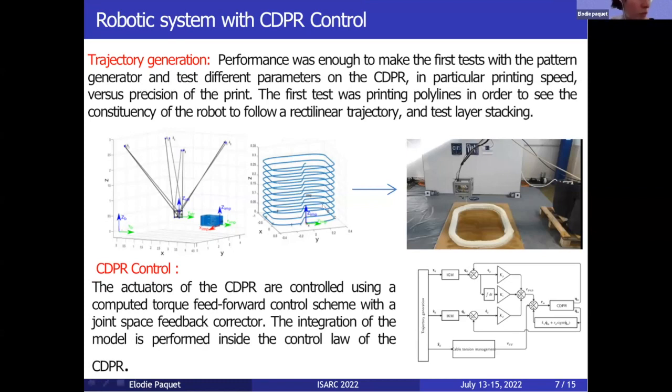The actuators of the CDPR are controlled using a computed torque control scheme with a joint space feedback corrector. The integration of the model is performed inside the control loop of the cable-driven parallel robot. The control is designed on the velocity and the spray on the end effector, VD, namely on the moving platform along the deposition axis.